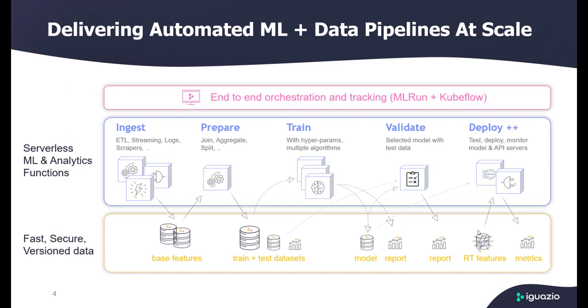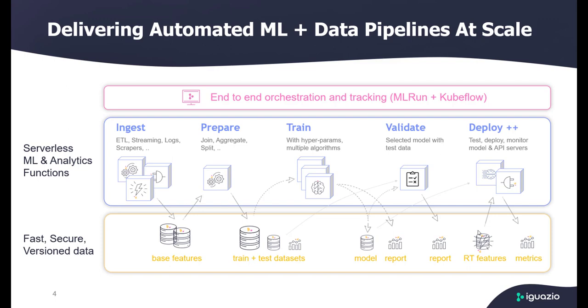On top of it, you have an automated workflow which comprises serverless functions. Some of them run in real time, some of them run in batch, and they deliver all those different steps in the pipeline: ingesting data from a variety of sources, offline or online, preparing the data at scale, training the data using multiple algorithms, validating the models that were trained, and finally deploying functions that serve requests in real time, running against real-time data and real-time features, and also collecting telemetry that will feed back into our pipeline.